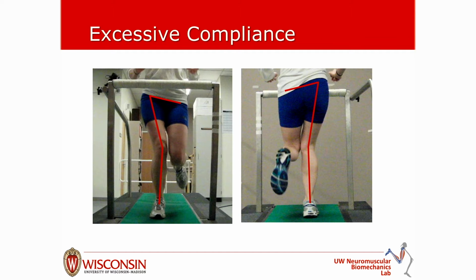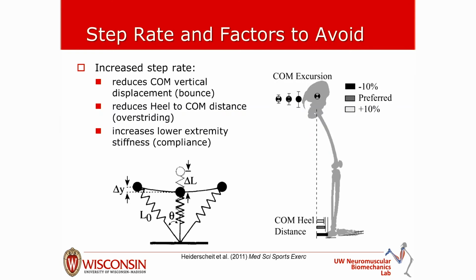Excessive compliance, I think of in terms of stiffness or springy compliance. So there's too little stiffness. There's not enough stiffness. They're too compliant. They compress too much. And so you start to see these sorts of deviations that occur in their pelvis and in their knee. So what we've shown with some of our research is that by simply changing somebody's step rate, by increasing it by 5 to 10%, you can positively affect all of these variables.